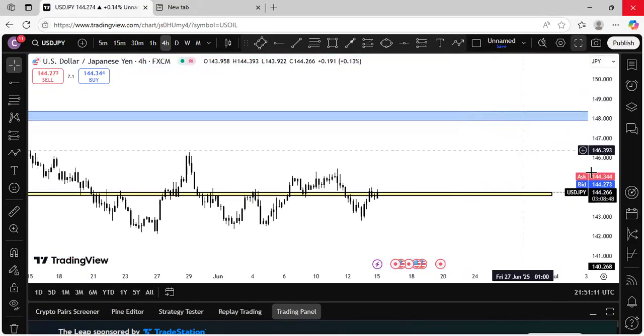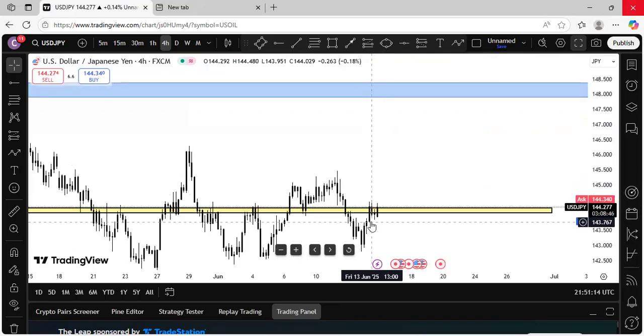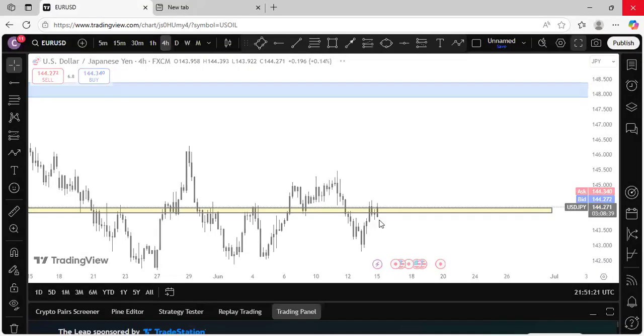Nah, we don't have a gap on the UJ. All right, there's no gap on the UJ. So let's get back to your USD.